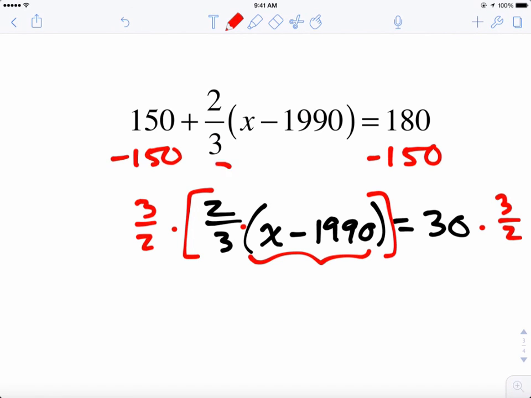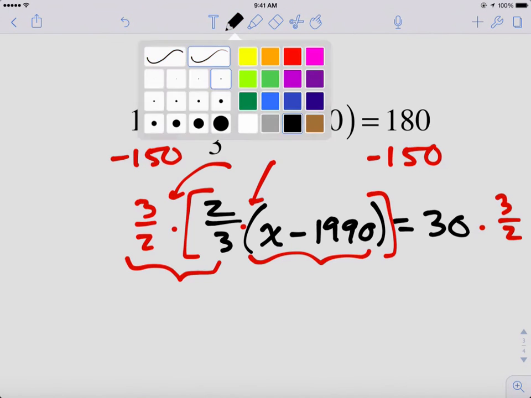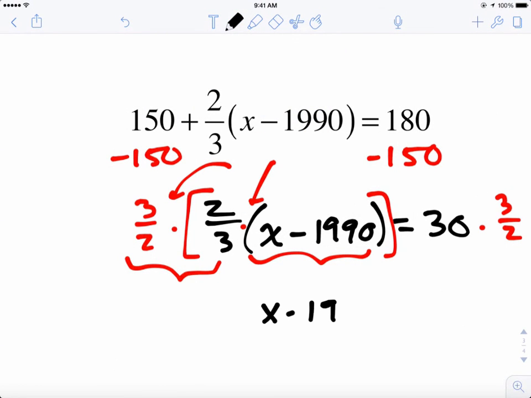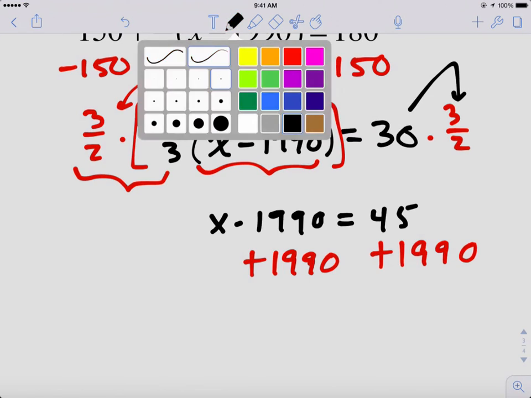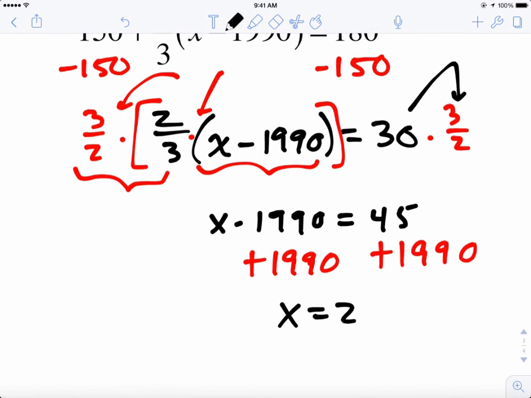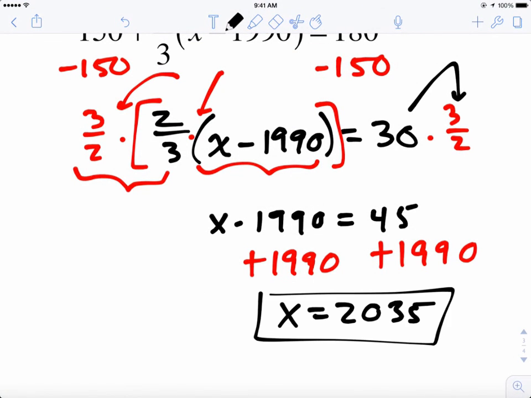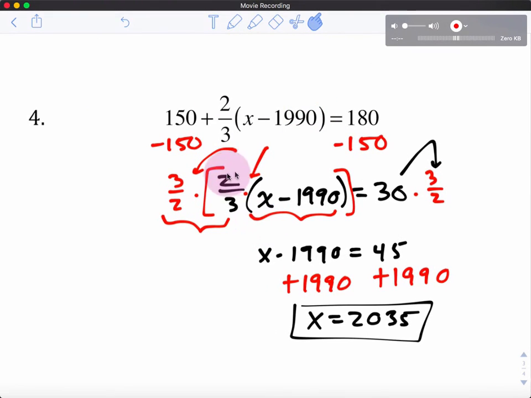And note that we've got multiplication and multiplication here. There's no kind of distribution that actually needs to happen. These two multiply to give 1. So we end up with just x minus 1990 equals, well, the product of these two is 45. Ha! Check that out. And we actually end up with a really simple equation. Now all we have to do is add 1990 to both sides. And we end up with x equals 2035. Holy cow. So this is kind of an odd type of equation that we might see every once in a while. No need to distribute. You can actually, using careful multiplication, make this problem much easier on yourself.